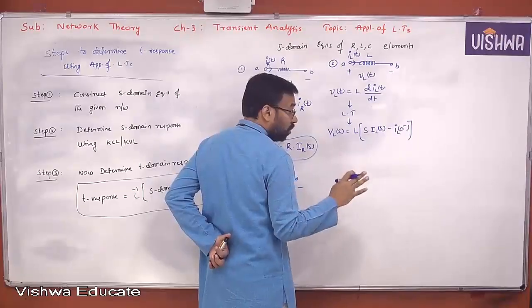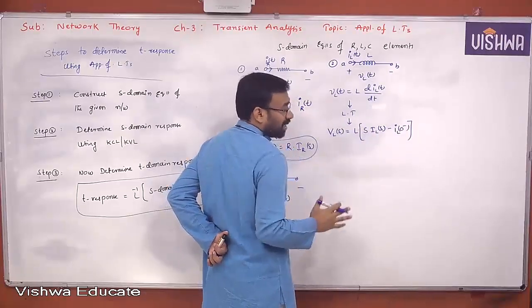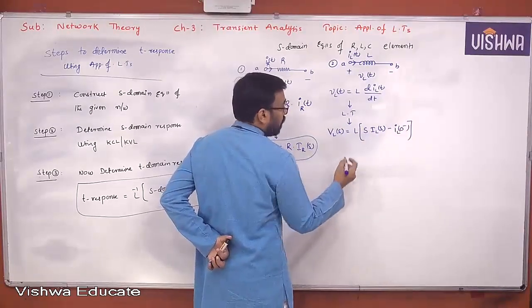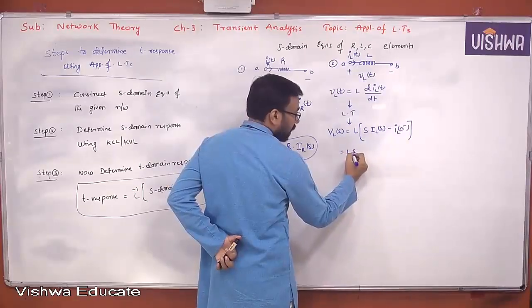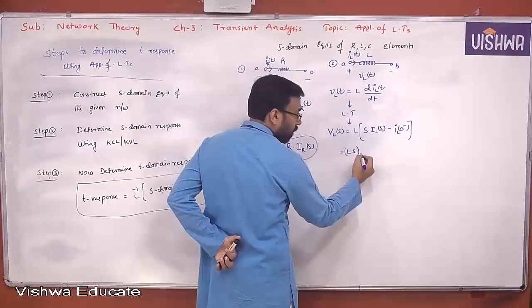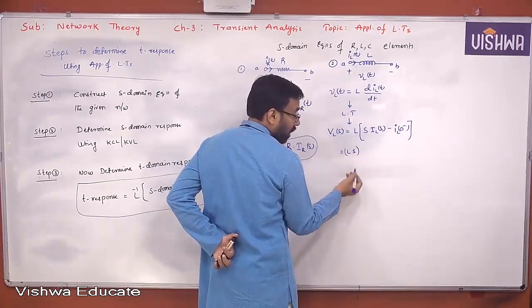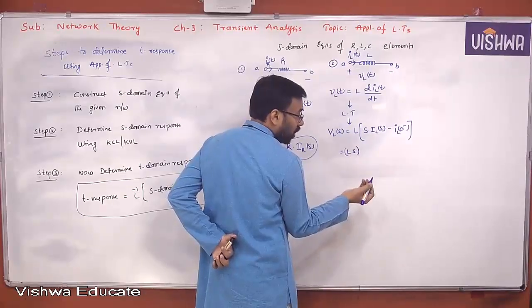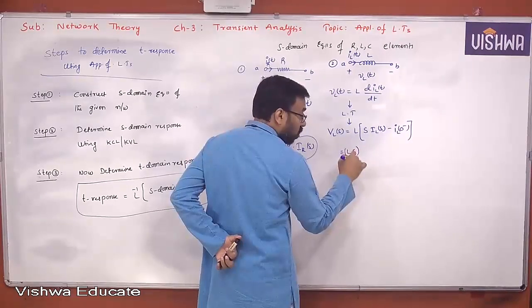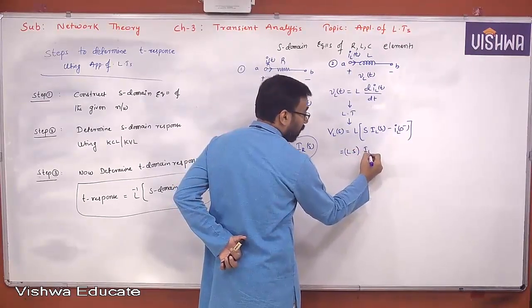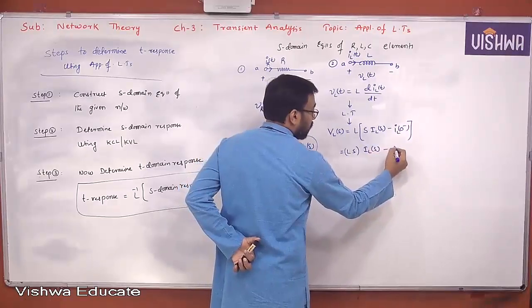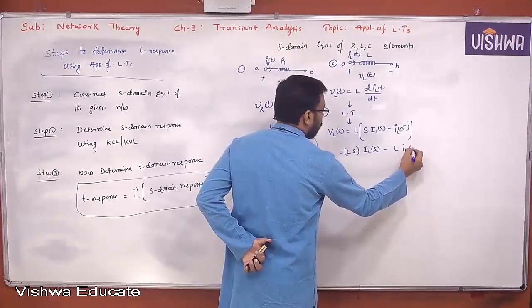That is why I'm telling you, you always remember with respect to 0 minus conditions. So now you can see LS. LS is nothing but the reactance, you know very well, all of you. S is equal to j omega L, nothing but what? Reactance. Reactance is always in ohms. Reactance into IL of S minus L into IL of 0 minus.